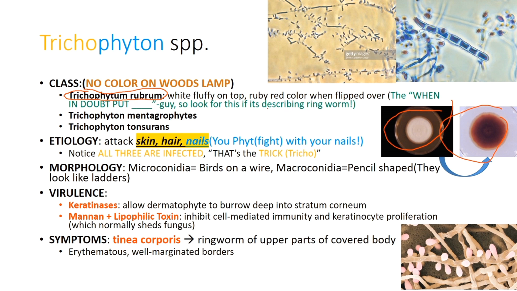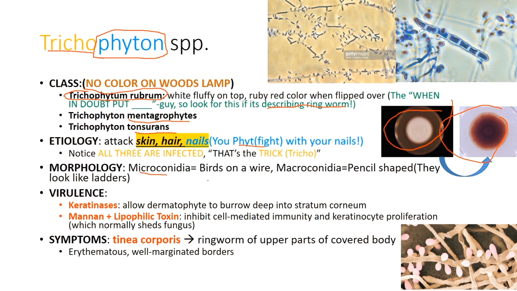This is your when-in-doubt organism. If you have something like a ringworm infection, you think it's a dermatophyte thing. If it's not any specific particular one that I'm going to be emphasizing later, then just go with trichophyton or trichophyton rubrum, because that's the most common. The other guys, mentagrophytes and tonsurans, are other guys within your trichophyton. Because they're the jack of all trades, they infect all. That's the trick. They infect skin, hair, and nails. And anything with phyton in the name actually infects nails. Because you know why? Because you fight with your nails.